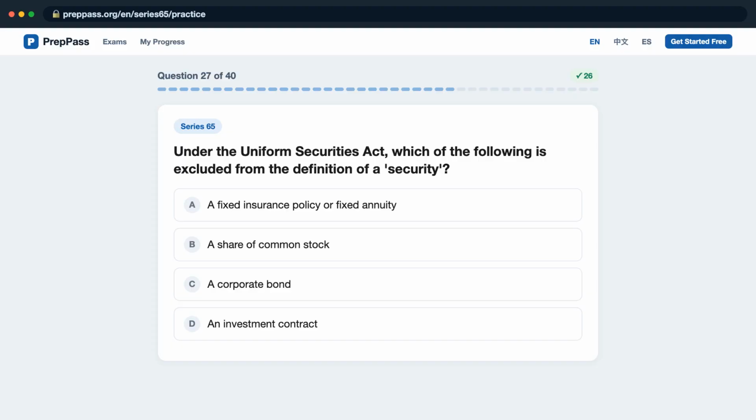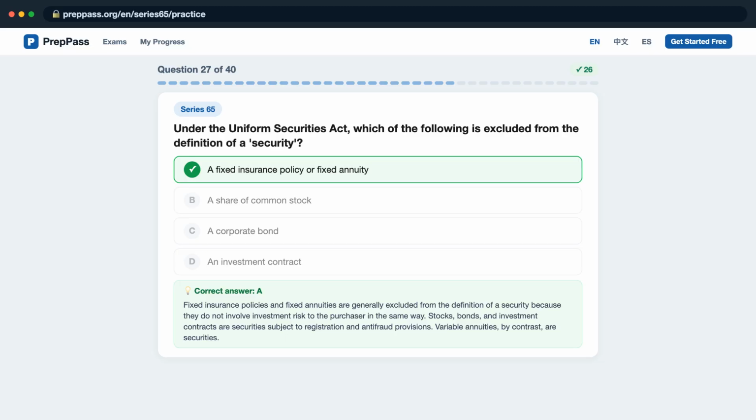Question 27. Under the Uniform Securities Act, which of the following is excluded from the definition of a security? Is it A, fixed insurance policy or fixed annuity? B, a share of common stock? C, a corporate bond? D, an investment contract? The correct answer is A.